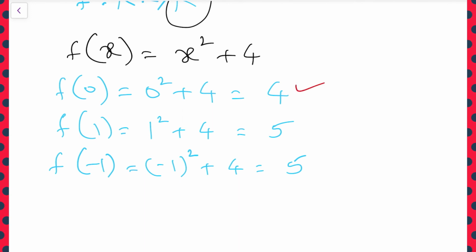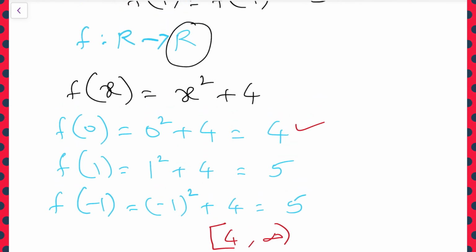Starting from 4. 4 is included. So closed square bracket, 4 comma till infinity. Infinity we don't know, so that's why always open parenthesis. So the range is closed 4 to open infinity. Then what is the codomain here? Codomain is the total real numbers set.